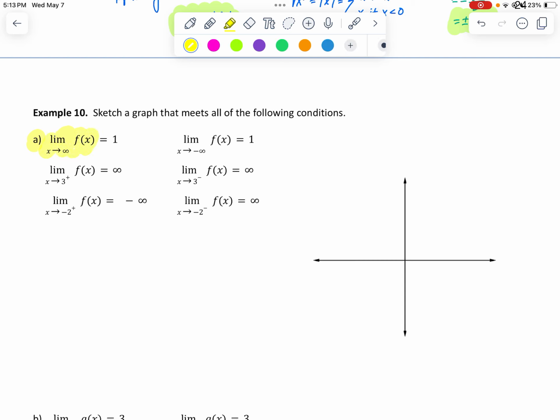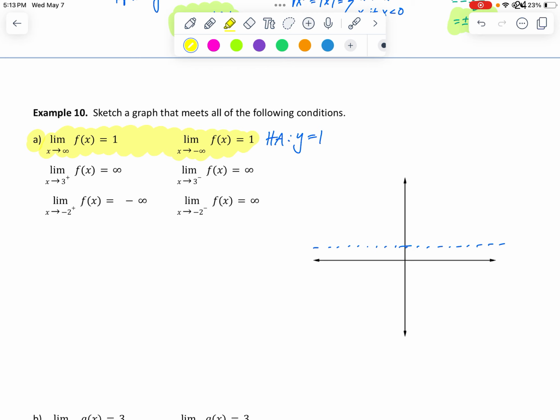On our first row right here, it says the limit as x approaches infinity of f of x is equal to 1. And I have the limit as x is approaching negative infinity of f of x is equal to 1. Whenever we have x approaching negative or positive infinity, we're talking about the horizontal asymptote. So here I have a horizontal asymptote at y is equal to 1. So I'm going to go ahead and start graphing. There's my horizontal asymptote at y is equal to 1.